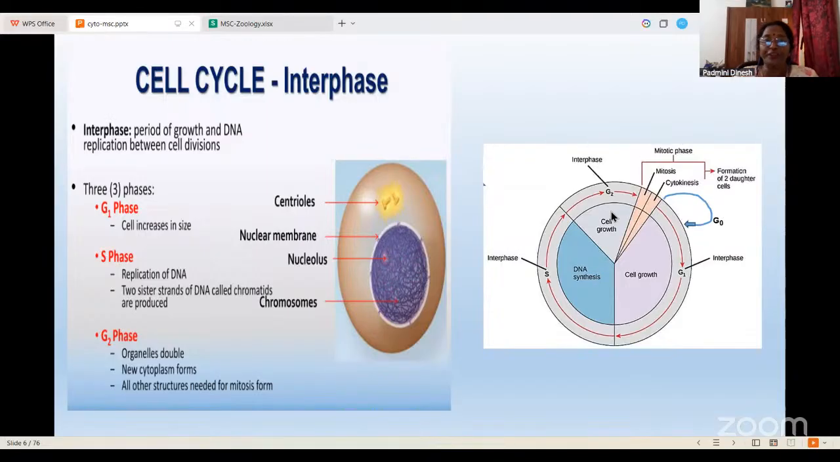Then coming to the G2 phase, that is the cell growth phase again. Now, this is the phase where checking occurs. What is checking over there?